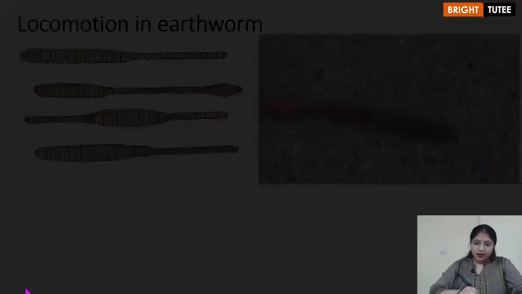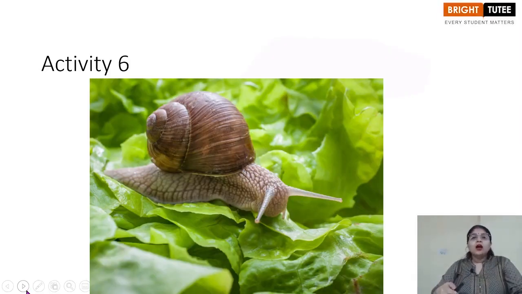Now let's perform another activity and then we will see the locomotion in the snail. So what is the activity here? What we are going to observe is a garden snail, right? And we are going to see how the snail is moving.